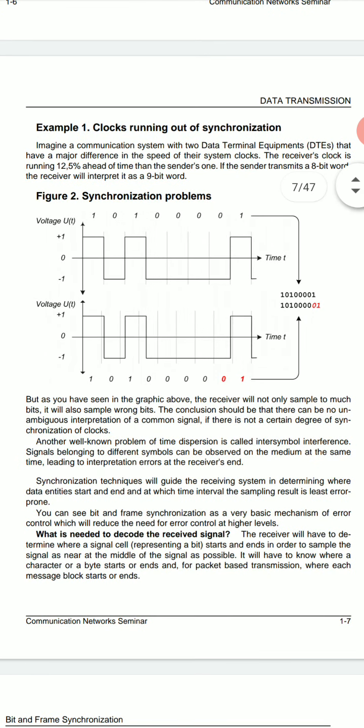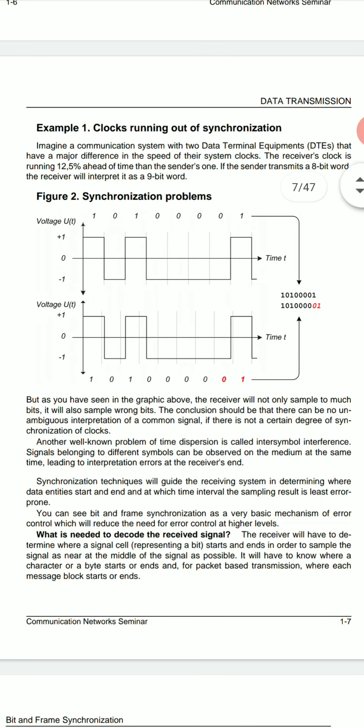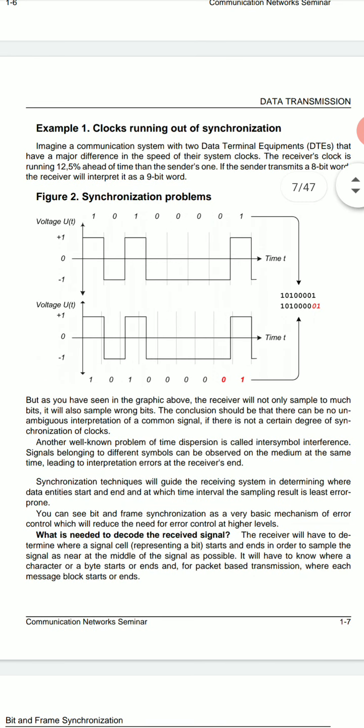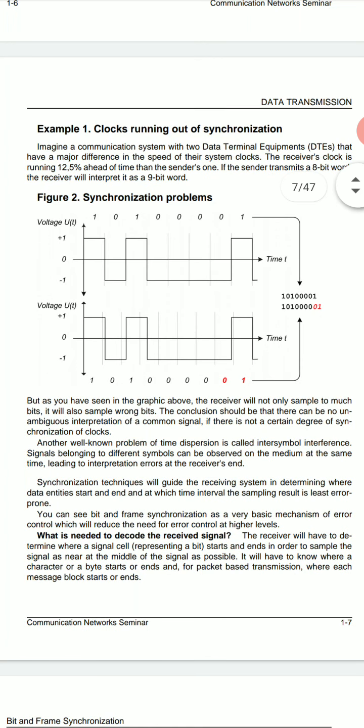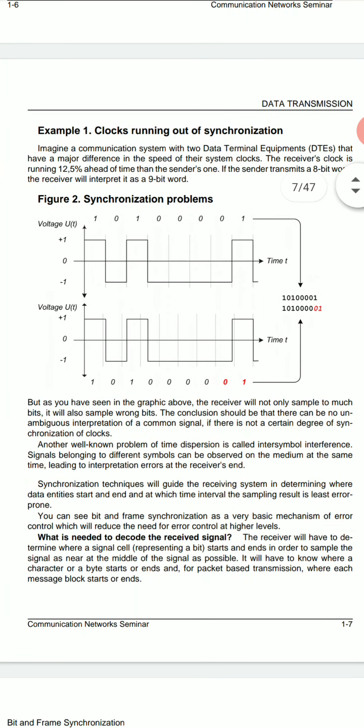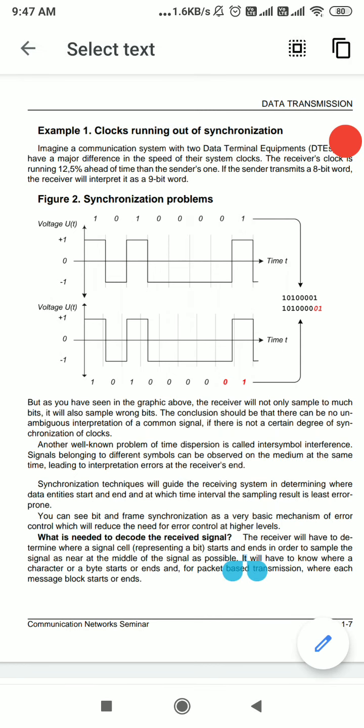So we can say in conclusion that there can be no interpretation of a common signal if there is no certain synchronization. The synchronization technique will guide the receiving system in determining where data entities start and where they end. So here we will get the exact information which the transmitter has sent.